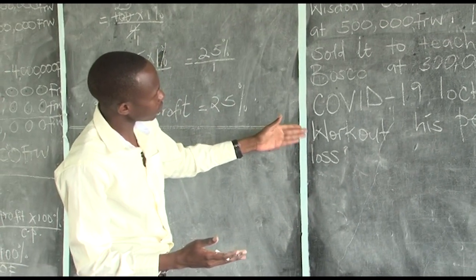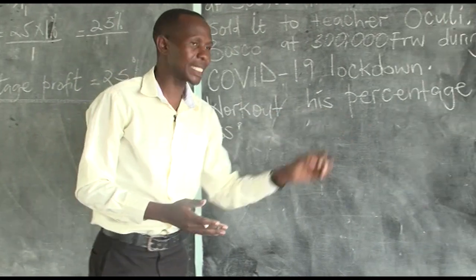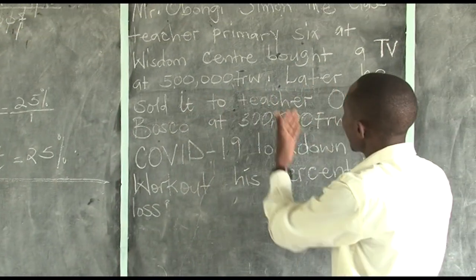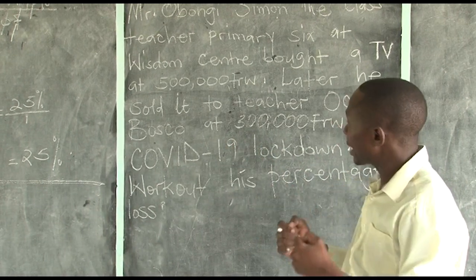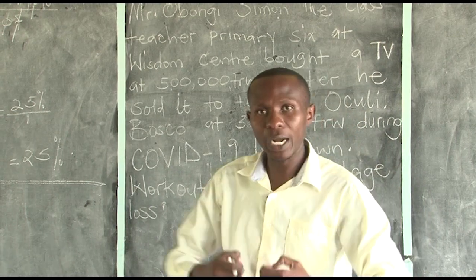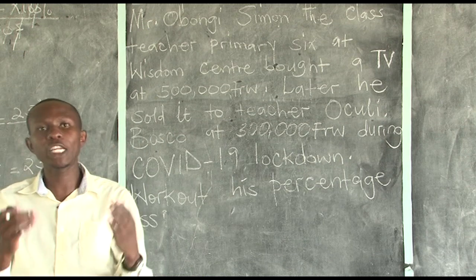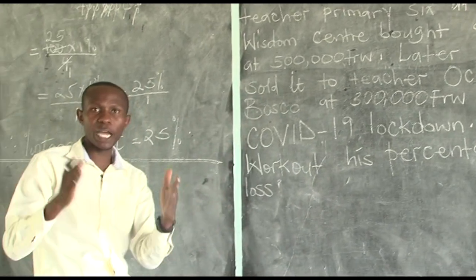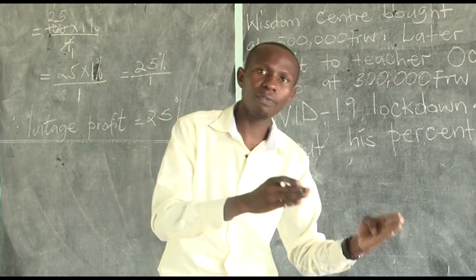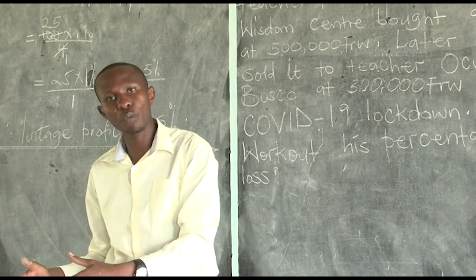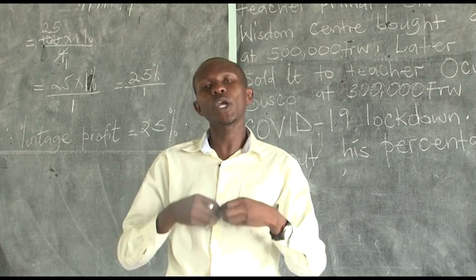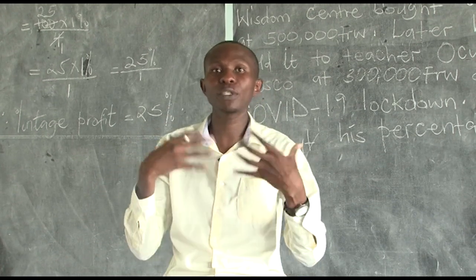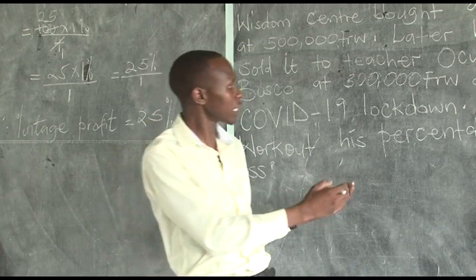So when we look at the first question, the question is saying, work out his percentage loss. They want us to work out the percentage loss of Mr. Obong. And how are we going to work out his percentage loss? Because you cannot just find a percentage loss when you don't know the amount that he lost. So the first thing we need to do is we first identify the buying price or the cost price. At the same time, we also find out the selling price. After identifying the selling price, we also need to find the loss. After getting the loss, then from there we shall be in a position to find the percentage loss that Mr. Obong made.